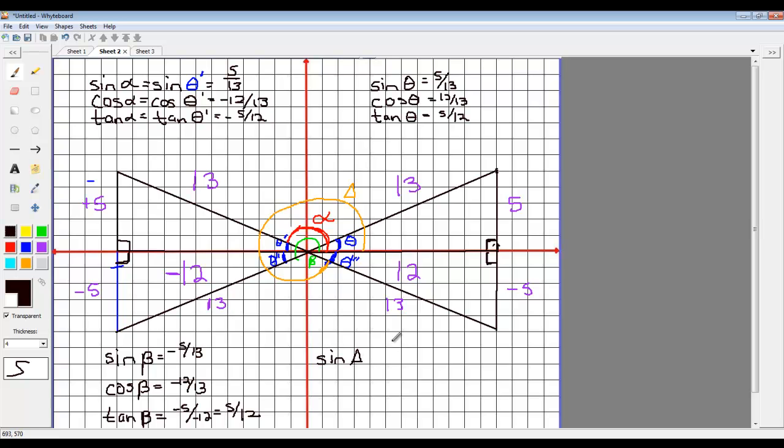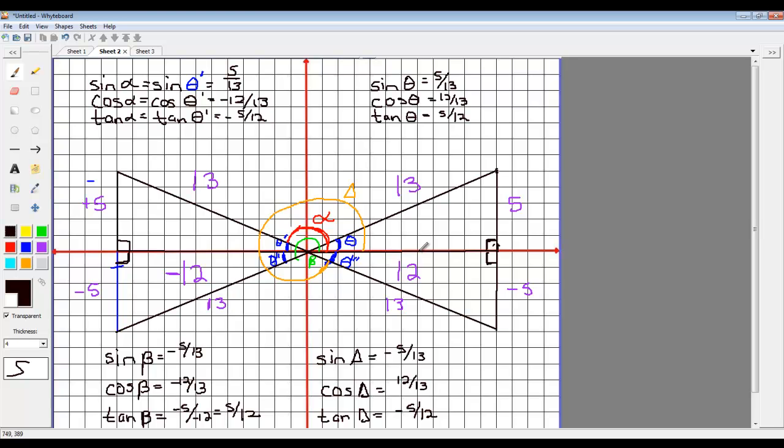It's common to use Greek letters to name angles. I'm just right now running out of thoughts about what Greek letter to use. Alright, so sine of delta, opposite over hypotenuse, so we got negative 5 over 13. Cosine of delta, we've got adjacent over hypotenuse, so we got positive 12 over positive 13. And tangent of delta, opposite over adjacent, negative 5 over 12. Okay, so now you've got 3 of the trig functions for those.